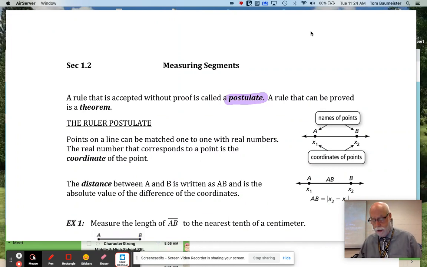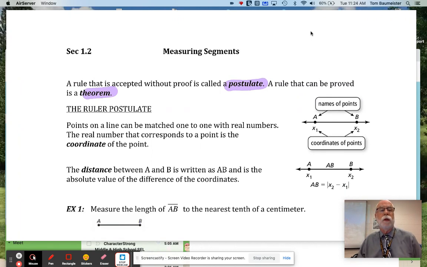So we have one right there, and then our next one would be a rule that can be proved is called a theorem. It's just like how we started yesterday with point, line, and plane. You have to start with postulates, something that's assumed to be true, so that we can prove theorems, which we need to prove, all right? So we'll see that later on as we keep going here.